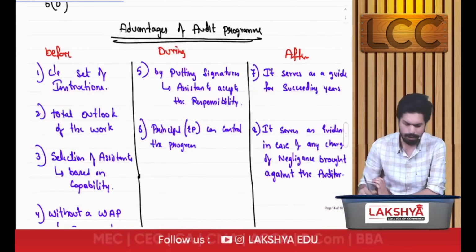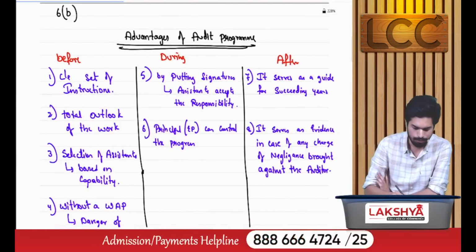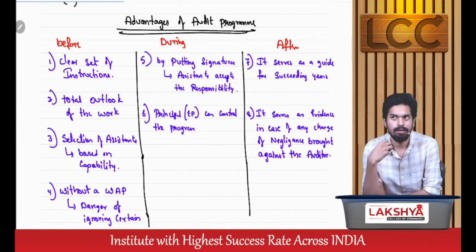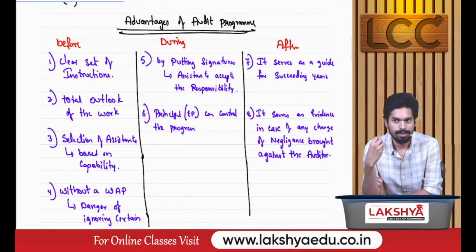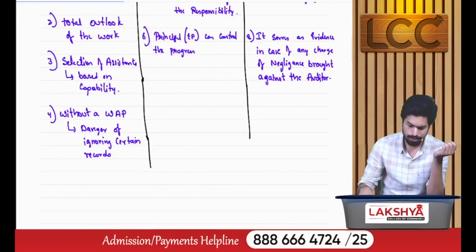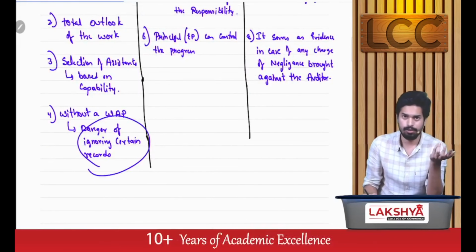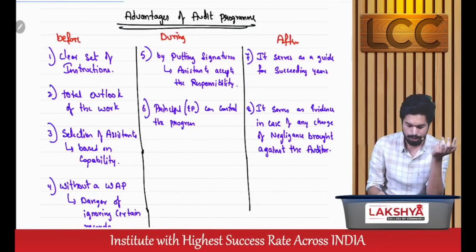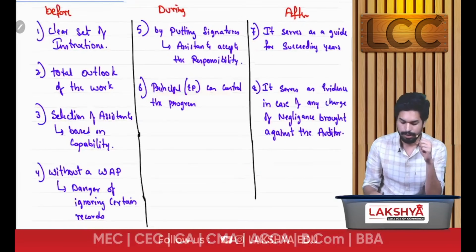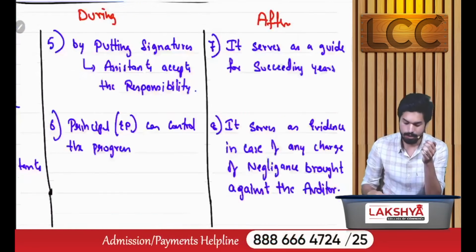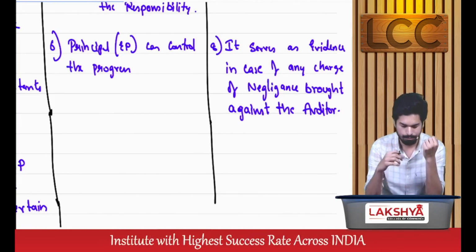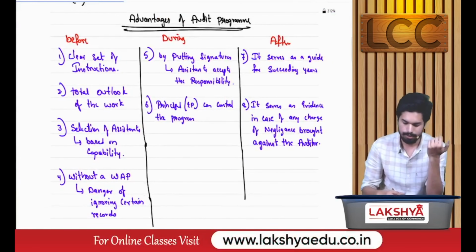Simple, like it will provide you a clear set of instructions. It will give you total outlook for the work to be performed. It makes it easier for selecting assistants based on the capability. And without a written audit program, there will be a danger of ignoring certain records, and by putting a signature, assistants accept the responsibility. Principal can control the progress of the audit. It serves as a guide for succeeding audits, and it also serves as evidence if in case a charge of negligence is brought against the auditor in future. So these are the advantages of audit program which we have to write in this question.